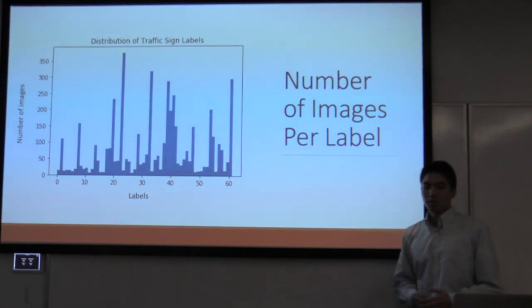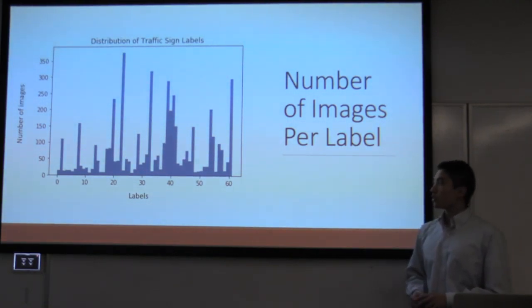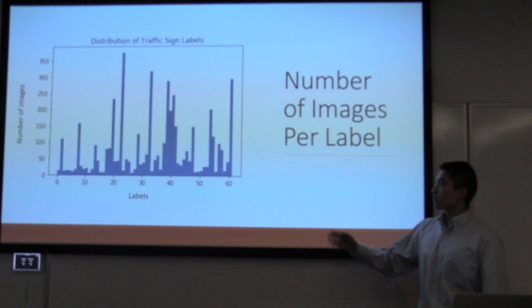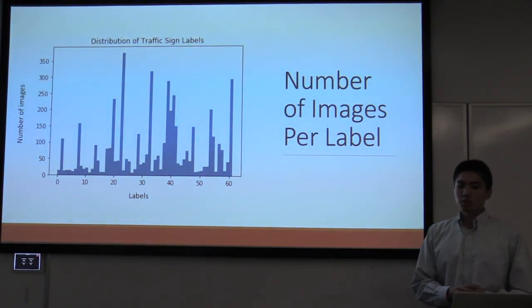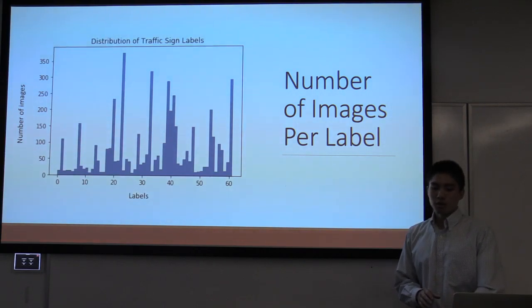This is a distribution of the traffic sign labels. It shows the number of images per label. Some labels have over 200 images, while some have less than 50. There's an uneven distribution of data, which is a challenge the model will have to overcome.